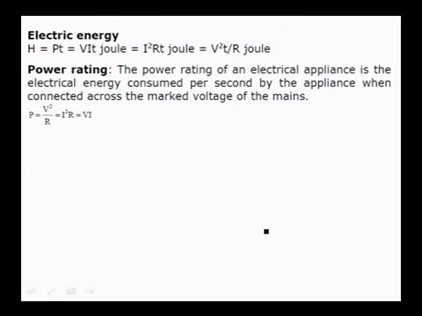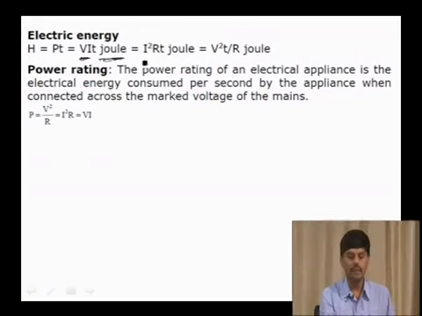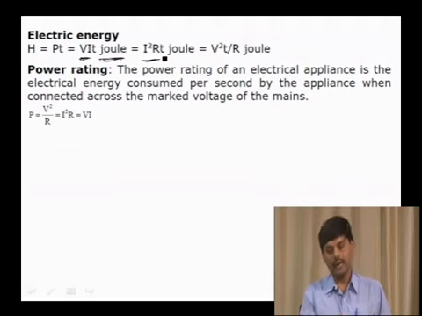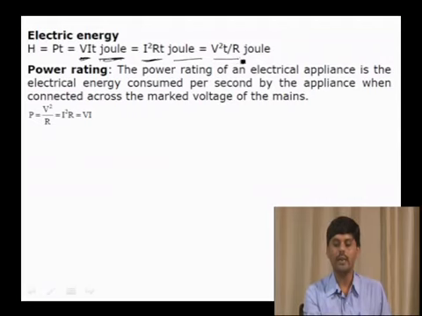Electrical energy is dissipated in the form of heat, which is given by H equal to PT, where P is power and T is the time interval. Power can be written as voltage into current into T. It is expressed in joules. In terms of current, it can be written as I square R into T, in joules. In terms of voltage, V square T divided by R.